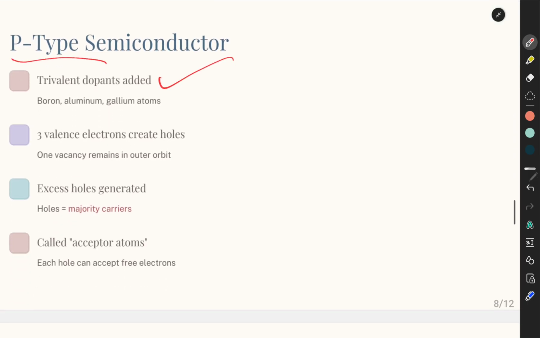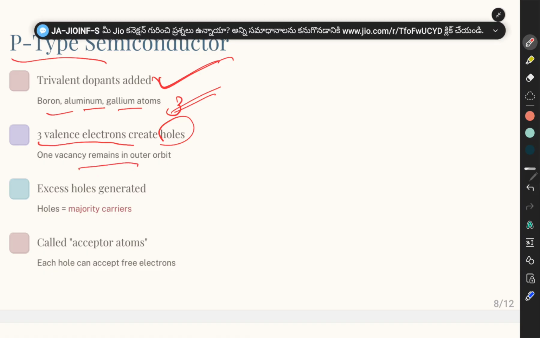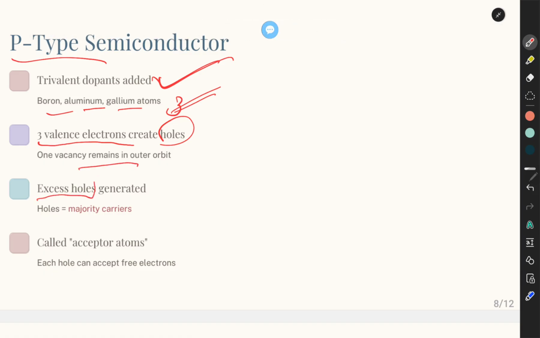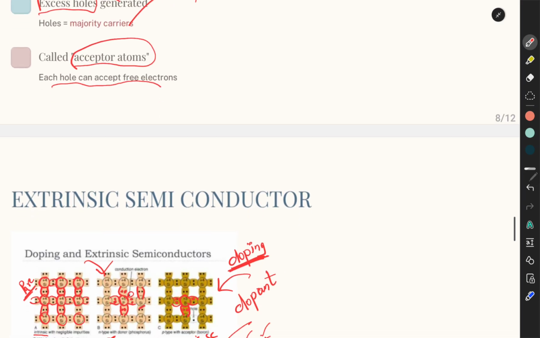P type semiconductor means trivalent dopant is added, like boron, aluminum, gallium. Okay. Third group elements, 3 valence electrons, creates holes. 1 vacancy remains in the outer orbit, so excess holes are generated. Majority are holes. As the holes are attracting the electrons towards them, they are called acceptor atoms. Each hole can accept one free electron.